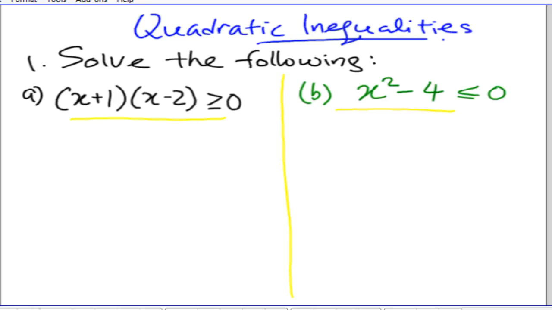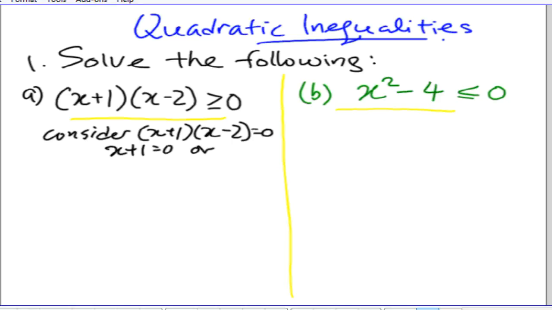We start with this question A here. Well, here actually we are already in vector form, so I can think about solving this as: consider (x + 1)(x - 2) = 0. So x + 1 = 0 or x - 2 = 0. Therefore, x = -1 or x = 2.